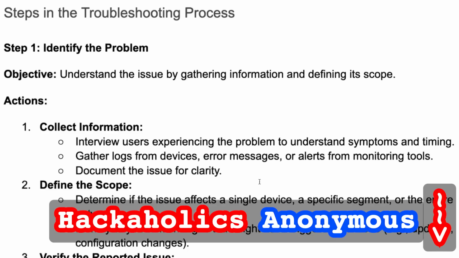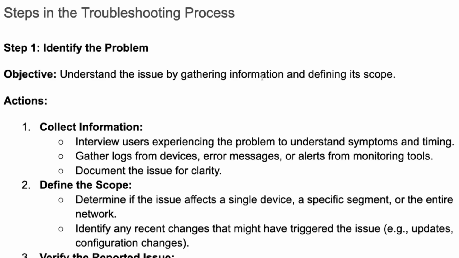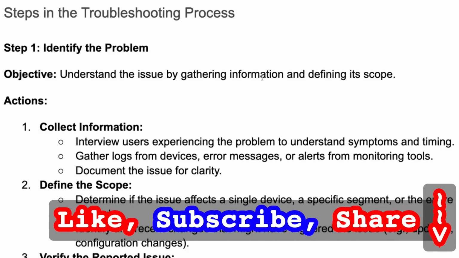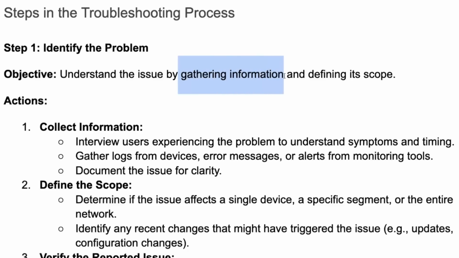Step one in the troubleshooting process is to identify the problem. You need to understand the issue by gathering information and defining its scope, meaning how far it's spread and what the elements of this thing are. You gather as much intel as you humanly can, from as many sources as you possibly can, because you don't want to misdiagnose. This is one of the big elements of identifying.